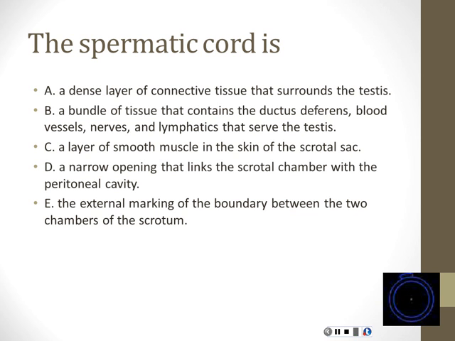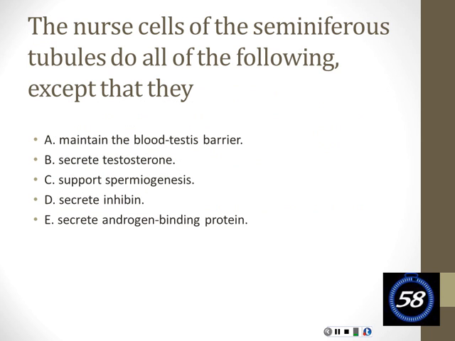That's B. So the spermatic cord is the cord that attaches to the testes, and it contains all the stuff going in and out of the testes. So you have blood vessels, lymphatics, nerves, and then the ductus deferens that are coming out towards the urethra. All right. The nurse cells of the seminiferous tubules do all of the following except that they what? Which of those things don't they do?